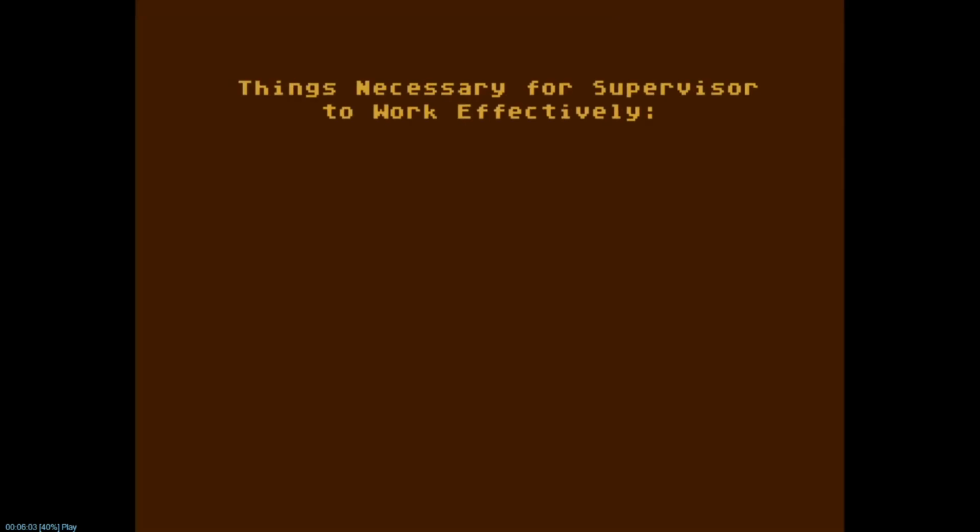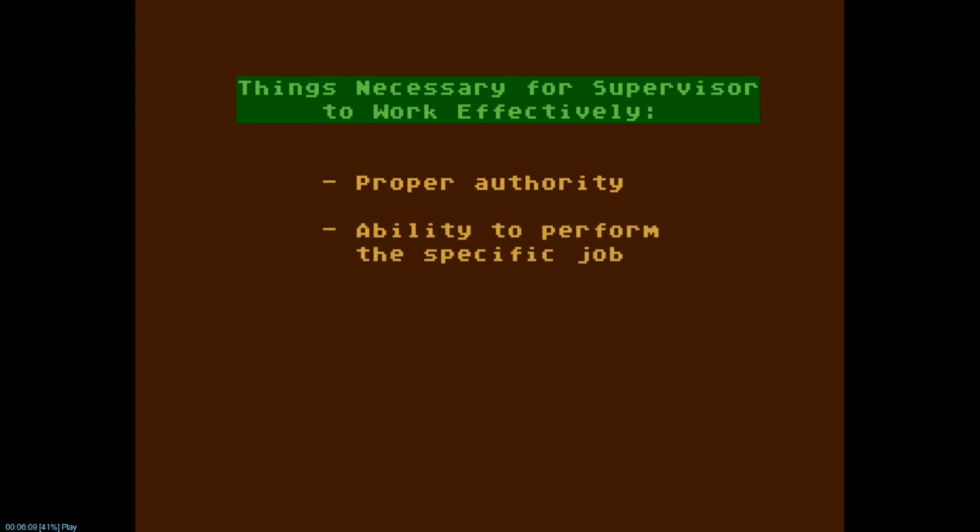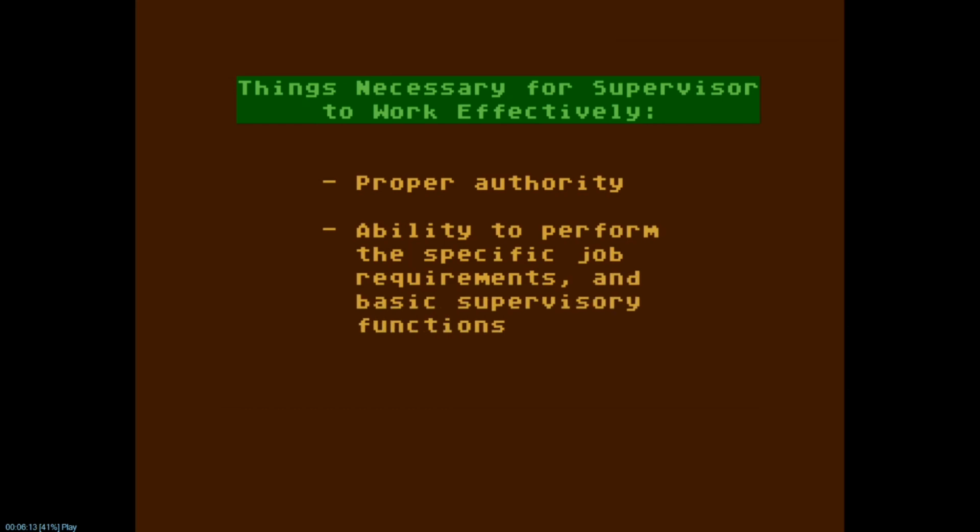Proper authority is necessary for a supervisor to work effectively. He or she must also be technically able to perform the specific job requirements and at the same time be able to perform the basic supervisory functions. A great deal of a supervisor's success, however, will be determined by his or her ability to work with or manage human resources.